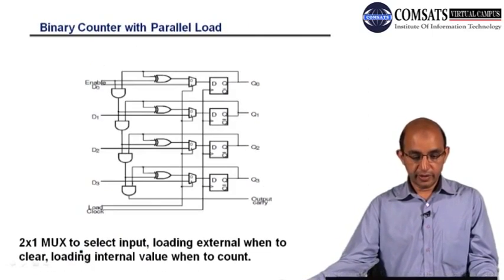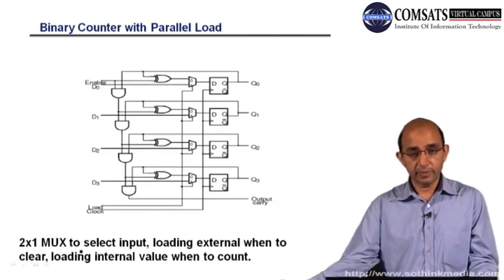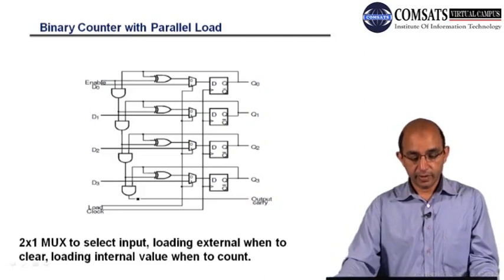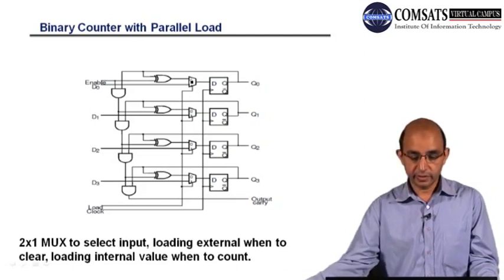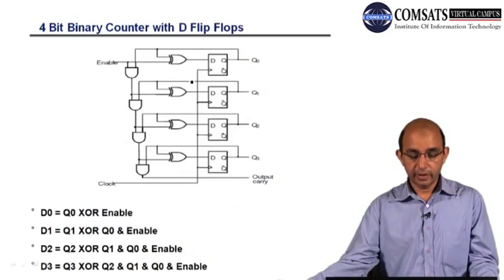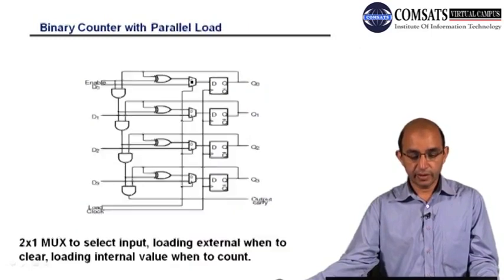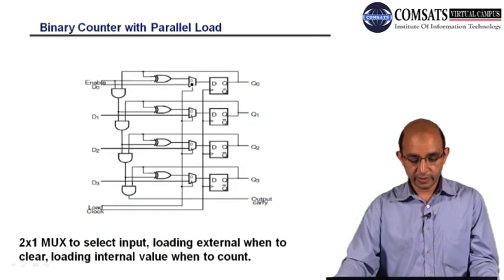And we can also have the counter with parallel load. But remember that here we are using parallel D flip-flops. So what is different from this slide? If you compare, here we have the XOR gate, and here we have the XOR gate and a multiplexer, so 2 into 1 multiplexers. You can see the 2 into 1 mux.